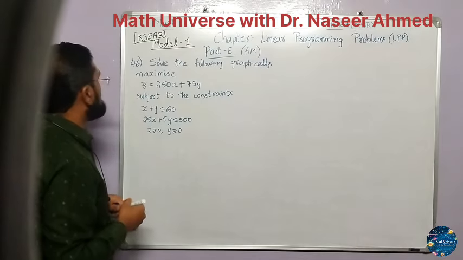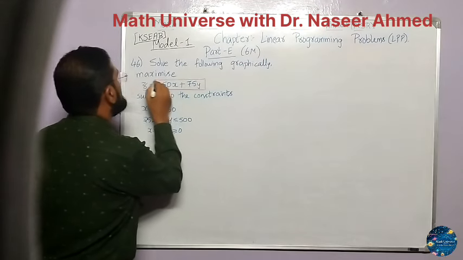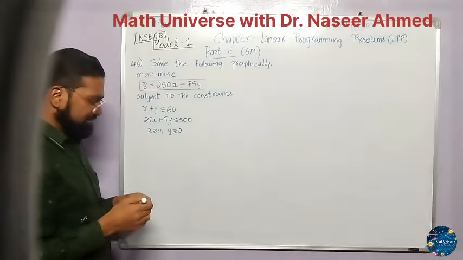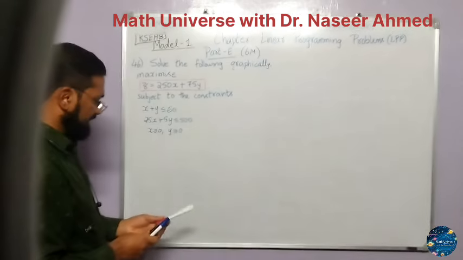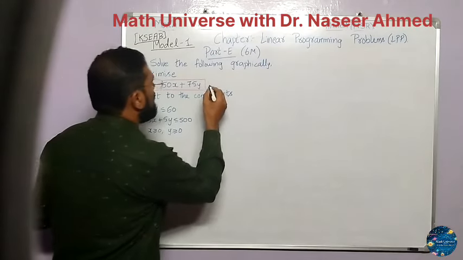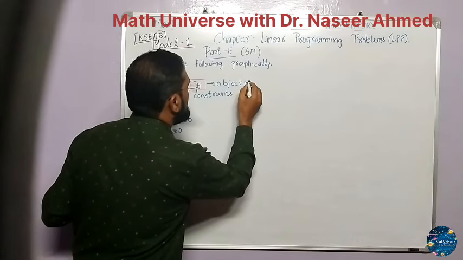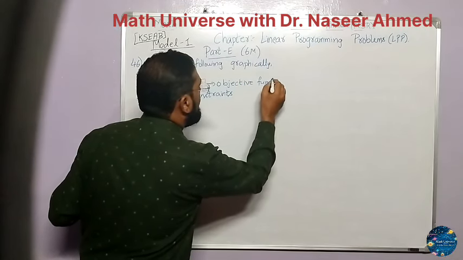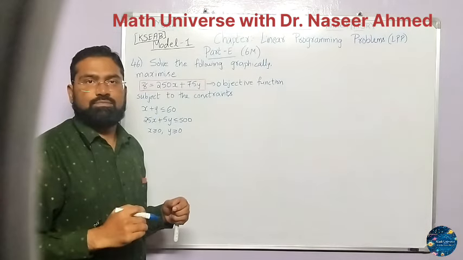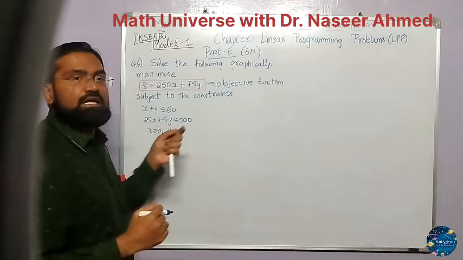First, there is one function here: Z is equal to 250x plus 75y. This we call the objective function. Now, what is an objective function? It is a function of several linear variables which will optimize the given problem.